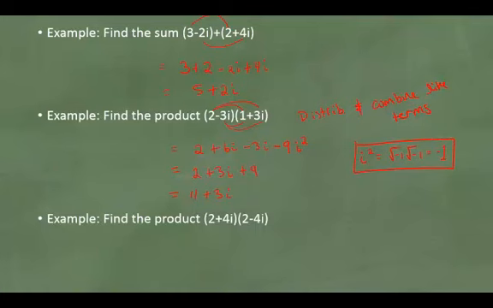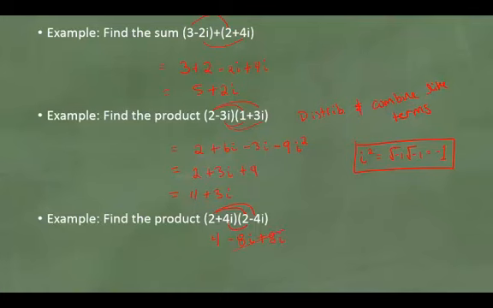Let's try one more. Notice here that we have a similar looking thing: 2 plus 4i and 2 minus 4i. So you might guess that some of the stuff cancels out in the middle. But let's work it out the long way. 2 times 2 is 4. 2 times negative 4i is negative 8i. 4i times 2 is positive 8i, so they do cancel.